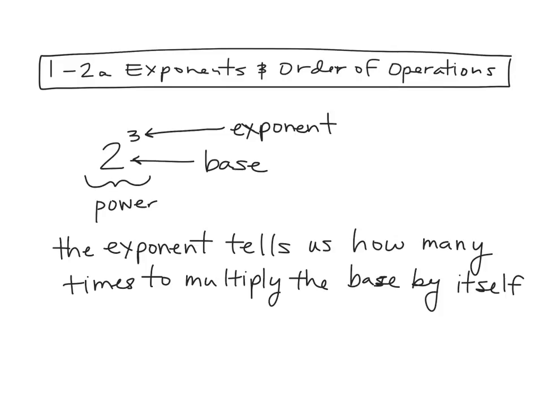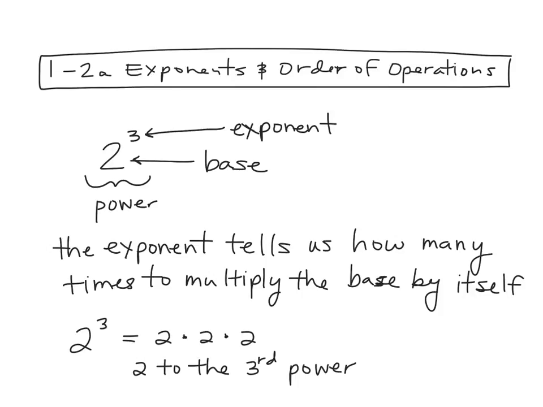So if I have this 2 with that superscript 3, the exponent 3, another way of saying that is 2 to the third power, which would essentially be 2 times 2 times 2. Okay, so you're taking that base and you're multiplying it by itself 3 times. That's what the exponent is telling you. 2 times 2 times 2. We would say it's 2 to the third power.